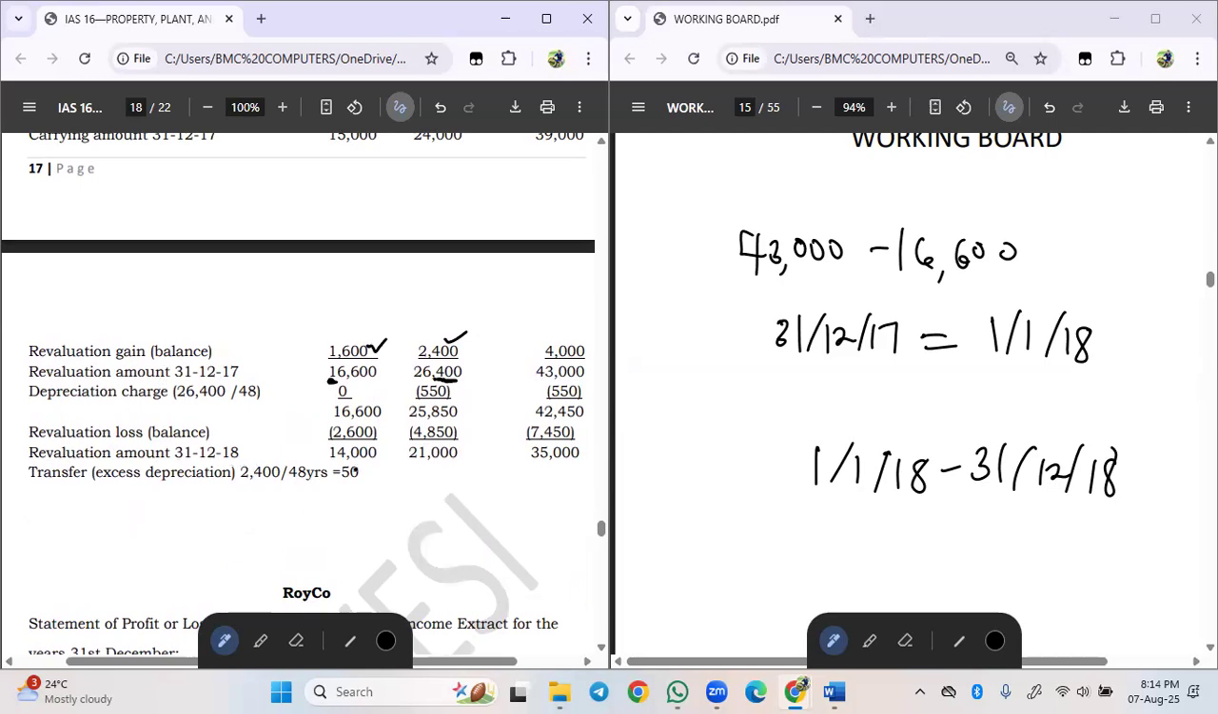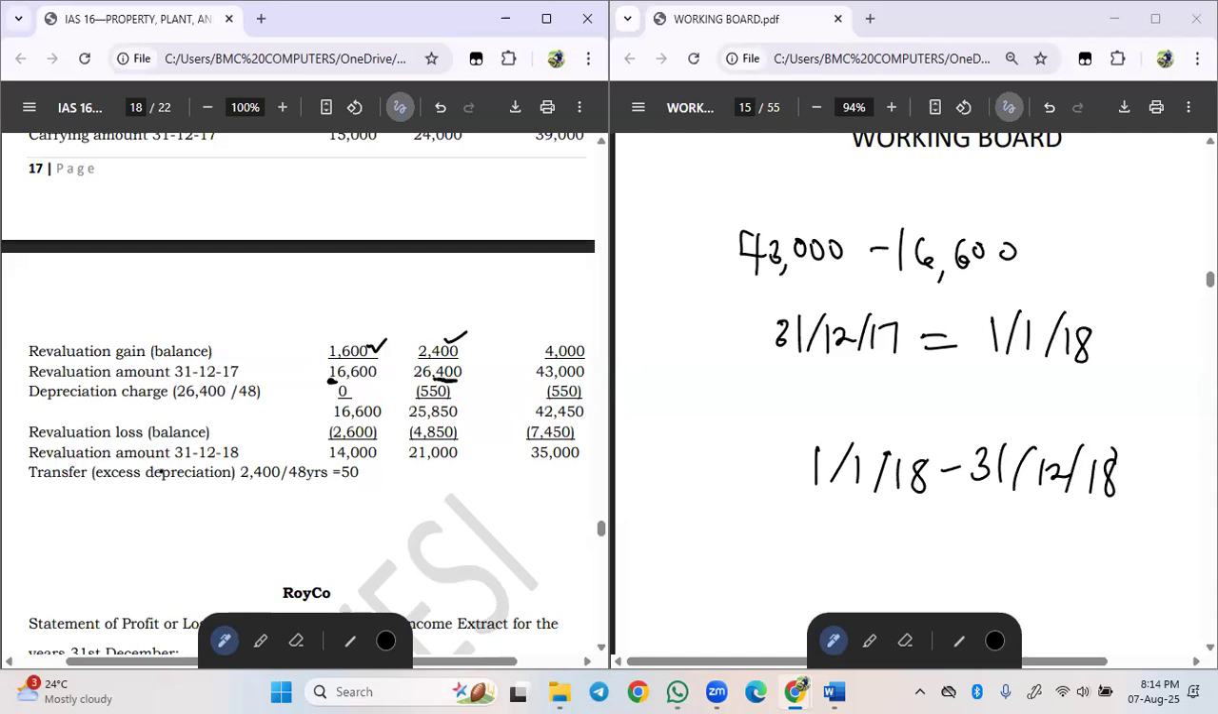So the revaluation, the 14,000 and 21,000, will be carried in the statement of financial position as at the 31st December 2018, and the depreciation for the year ended 31st December 2018 is to be 550.